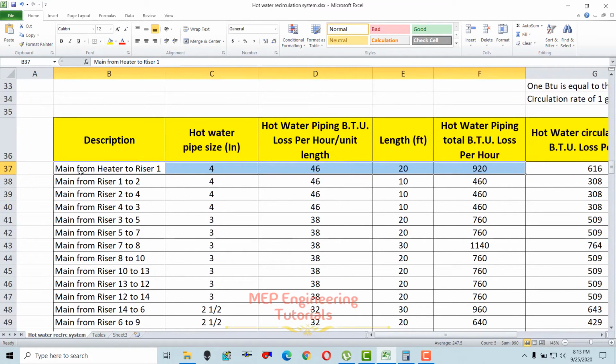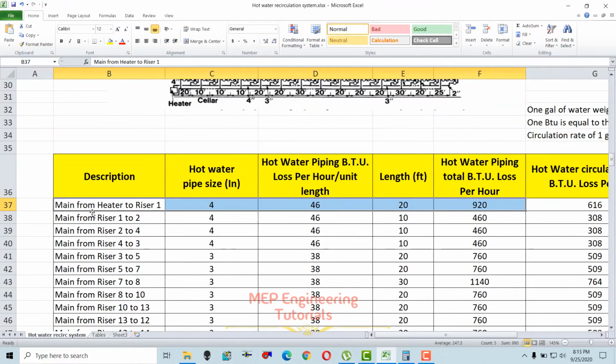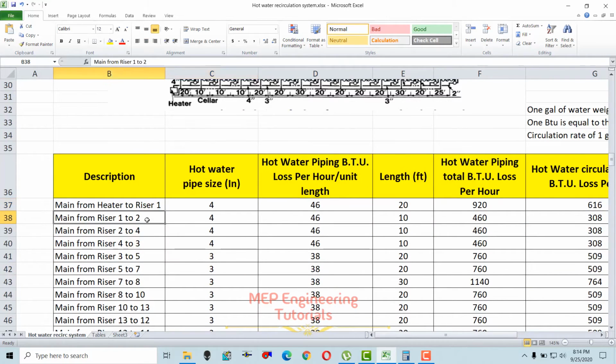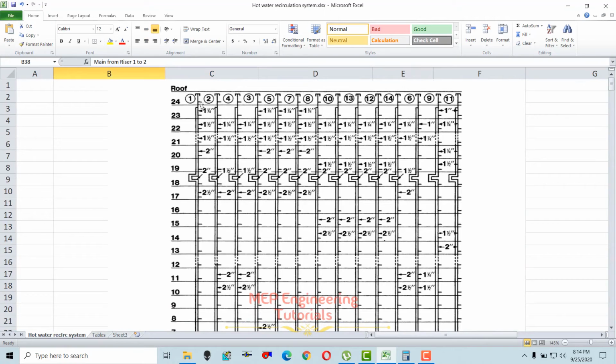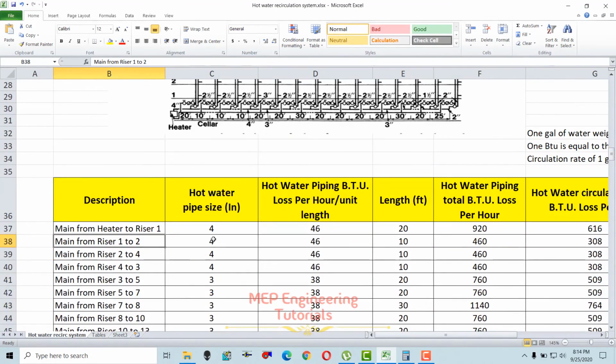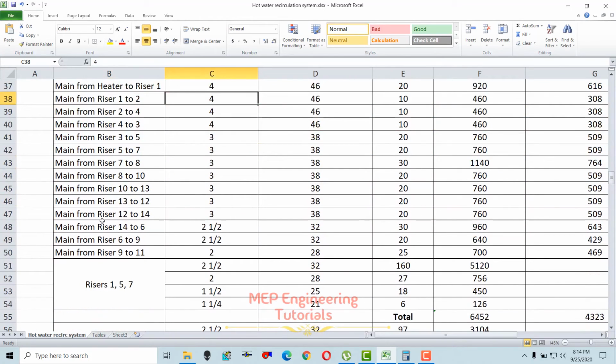So from the main, from the heater to riser 1, we write 4 inches here. In the same way, you have to write the size from riser 1 to riser 2. That means from riser 1 to riser 2 there is a main pipe here, and the size is 4 inches, so you write 4 inches.